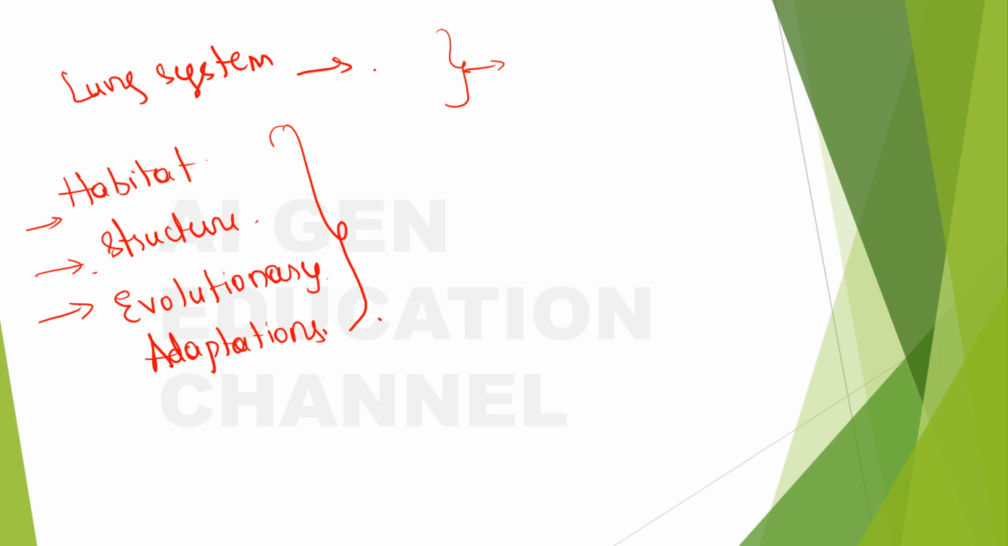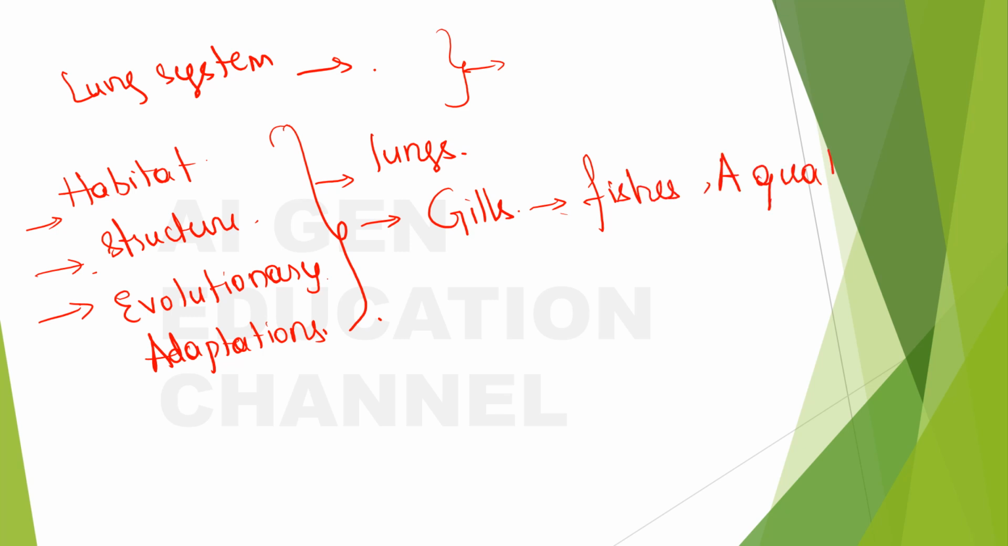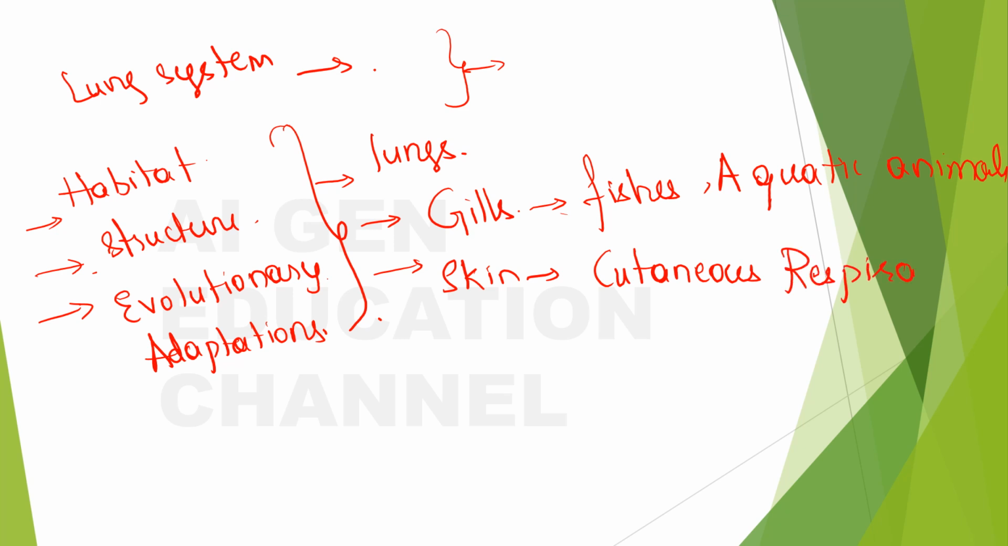So what we have looked into here is only lungs till now. So what are the other mechanisms? We can say gills. You all know, right? Gills, where do you find them? In fishes and other aquatic animals, right? So gills will be used in aquatic animals, and some animals also respire through skin. What is it called? It is called cutaneous respiration. It means that respiration will take place through the skin.